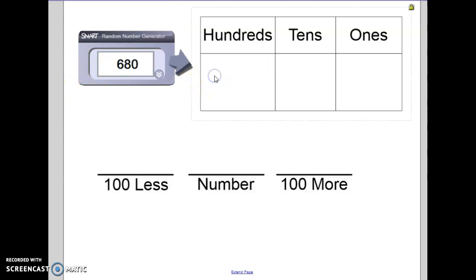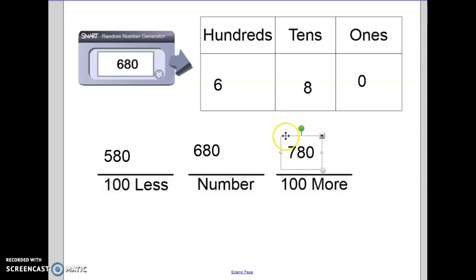All right, 680. I'm going to put 680 here. Look at your hundreds place. Take 100 away, and you will have 580. Look at your hundreds place and add 1 more 100, and you will have 780.